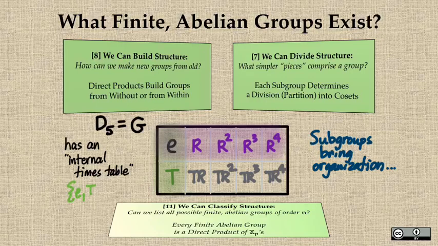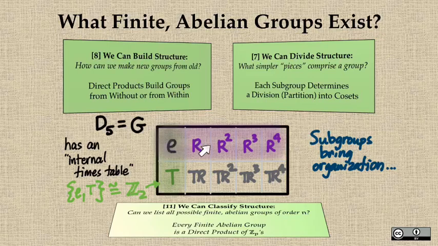What group do we know that has 2 elements in it? Z2. So this first row right here looks like just a copy of the additive group mod 2, right? With the identity playing the role of my 0 and the T playing the role of my 1. And if I take 1 plus 1, I get 0, mod 2, because T composed with T gives me identity in D5. So this subgroup looks like Z mod 2. It's isomorphic to Z mod 2.